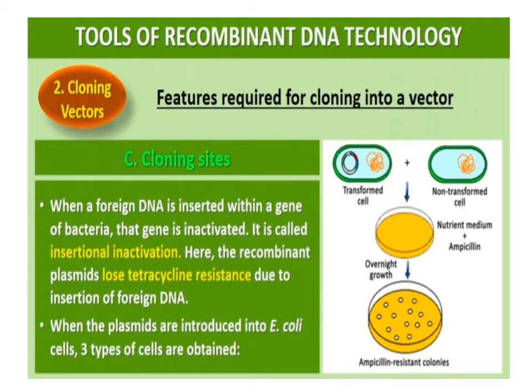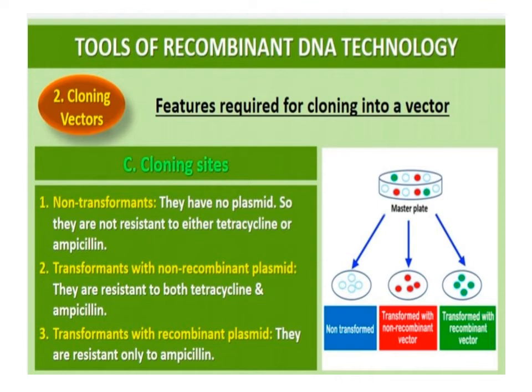When the plasmids are introduced into E. coli cells, three types of cells are obtained. Non-transformants: they have no plasmid, so they are not resistant to either tetracycline or ampicillin. Transformants with non-recombinant plasmid: they are resistant to both tetracycline and ampicillin. Transformants with recombinant plasmid: they are resistant only to ampicillin.